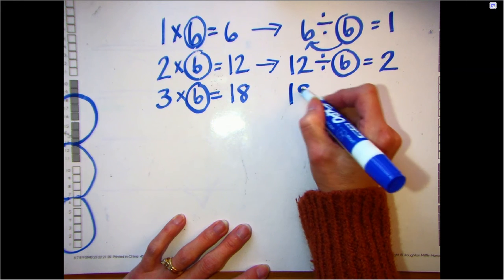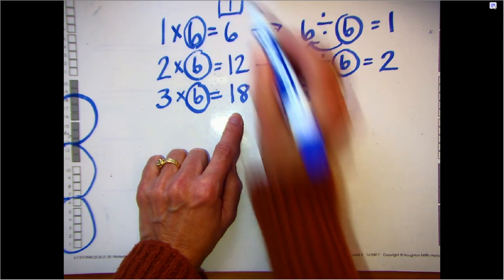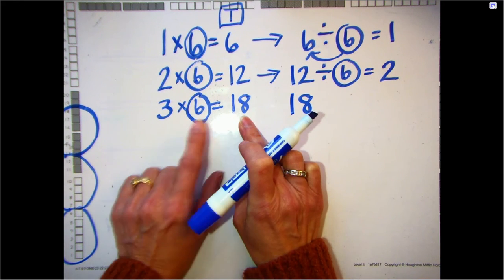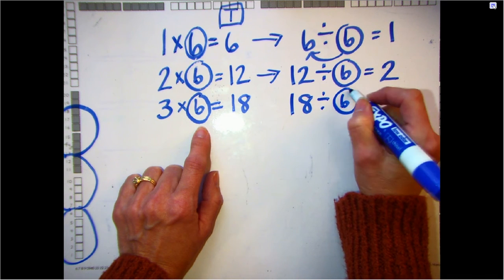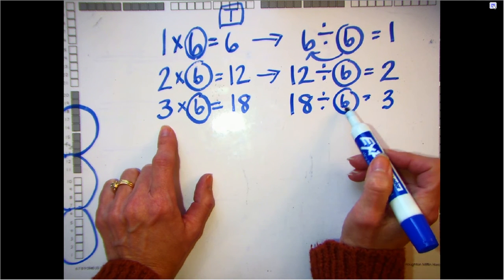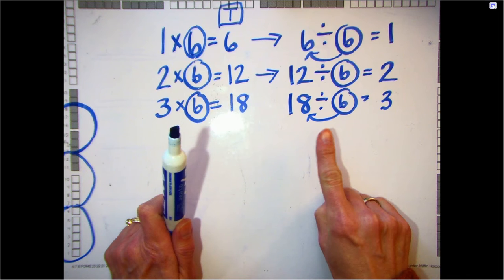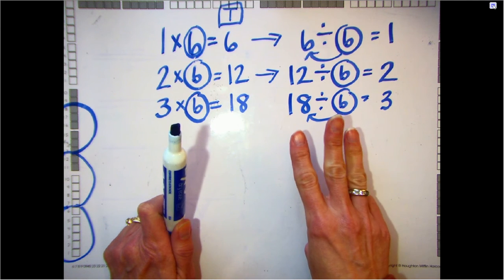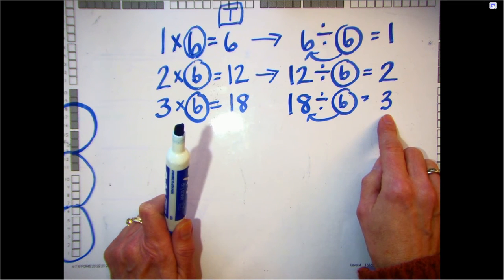Starting with my total, right? Here is my total in this column right there. 18. I'm going to divide by my factor of 6. Oh, it leaves me with the other factor. I also know if I count by 6s, okay, if I do it once, there's 6, 12, 18. I've done it 3 times, which is why my quotient is 3.